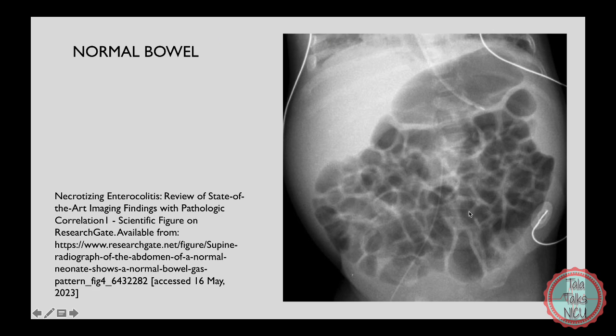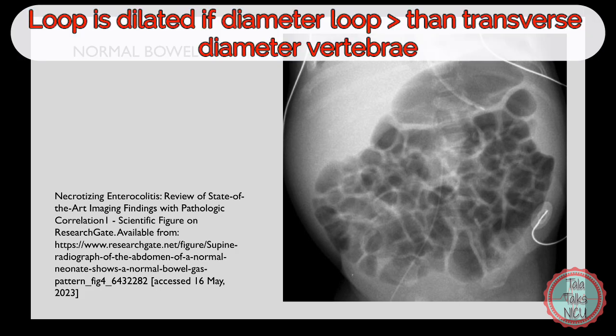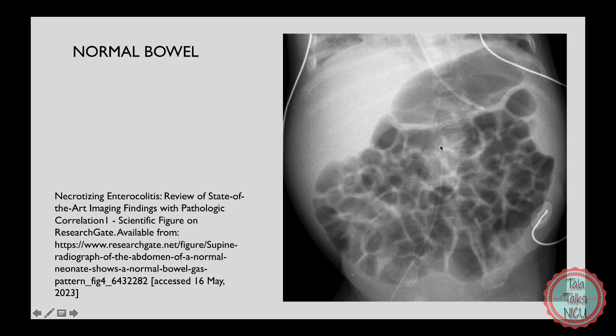None of the loops here are dilated or distended. We would consider a loop dilated or distended if the diameter of the loop was significantly larger than the transverse diameter of the vertebrae. The other thing that you should notice here is that the gas bubble is under the left dome of the diaphragm, and here obviously the liver is on the right. So obviously this gas bubble is the stomach.